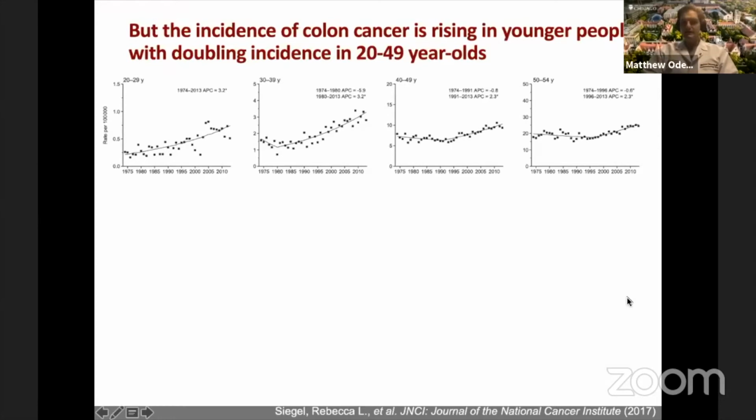These graphs are a little bit complicated, but I'll walk you through it. The incidence of colon cancer is rising in young people right now. These graphs are similar to the last one, incidences over time. We can see that each one of these graphs is going up and to the right, indicating that there's a rise in colon cancer in young patients.